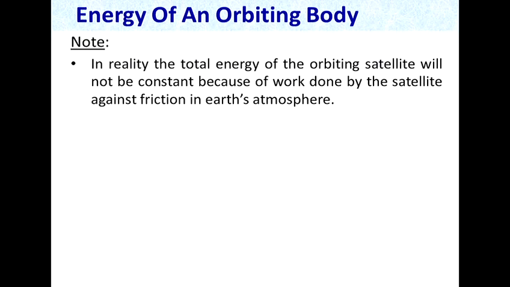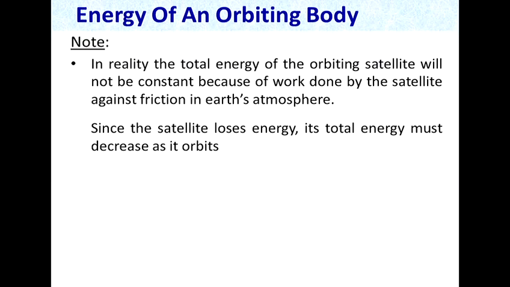In reality, there's air resistance, there's friction in the atmosphere. So the total energy of the satellite will never be constant, because as the satellite orbits, it does work against the frictional forces. It will lose total energy. So when it loses energy, what happens to its radius of orbit?